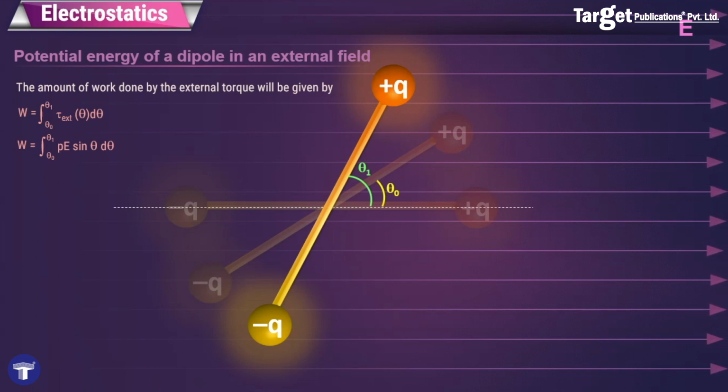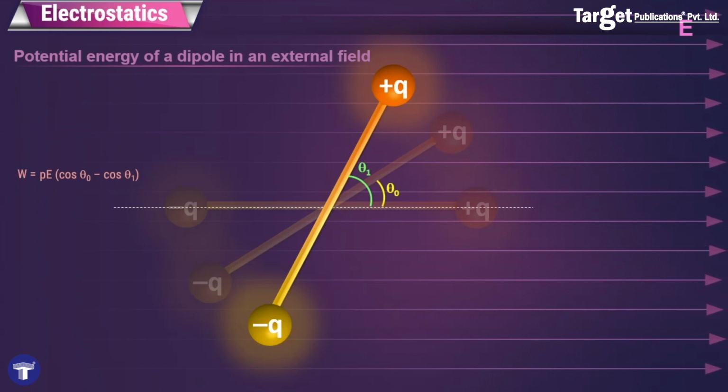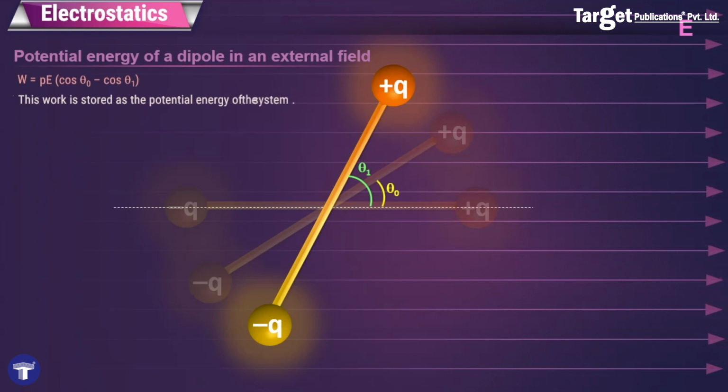So I get the integral from theta naught to theta 1 of PE sin theta d theta, and this comes out when you open it out to be PE (cos theta naught minus cos theta 1). So the work done in rotating an electric dipole in an external field is PE (cos theta naught minus cos theta 1), and this work done is stored as the potential energy of the system.